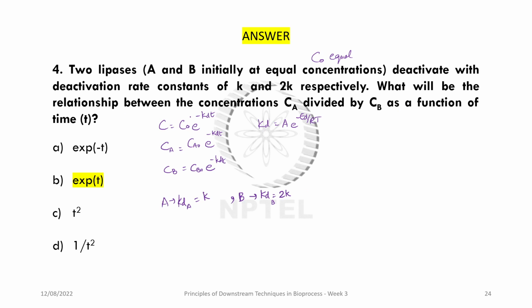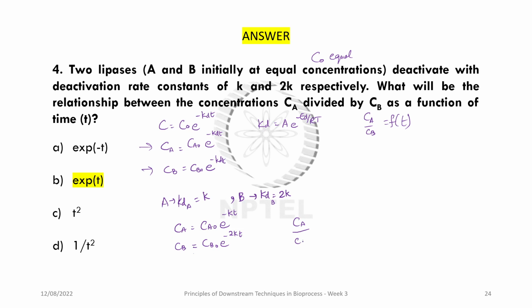What will be the relationship between the concentration CA divided by CB, so CA by CB, what relation does it have with T? As a function of temperature, what relationship does it have? That's the question here. So this is the relation that we are going to use. So I'm going to substitute these two there. CA is equal to CA naught e power minus Kt, and CB is equal to CB naught e power minus 2Kt. I'm going to divide these.